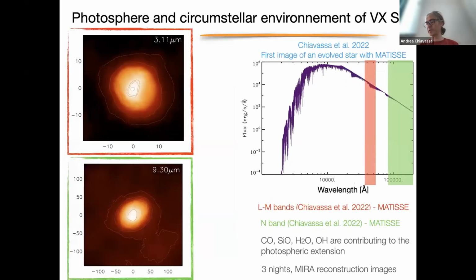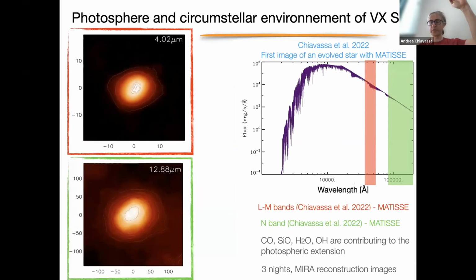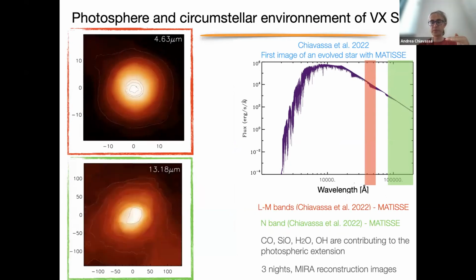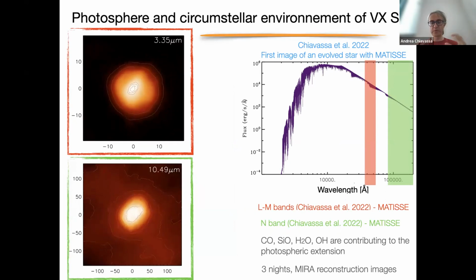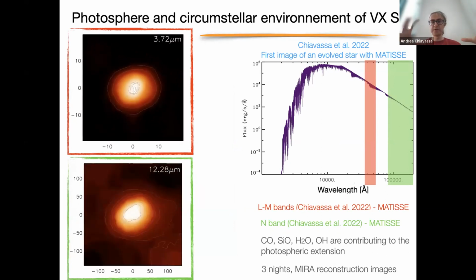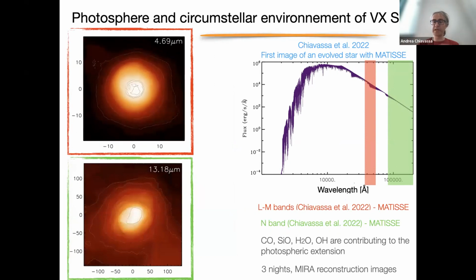We did the same now with MATISSE, with 2 different wavelengths here. On the top, you have the LM band. On the bottom, you have the N band. And then I make it run again. You see really the wavelength moving, and you see that the star is actually dependent on the wavelength you're looking at. So again, we could explain with the simulation the presence of different molecules, CO, SiO, water, OH, using 3-night observations and MIRA reconstruction images.